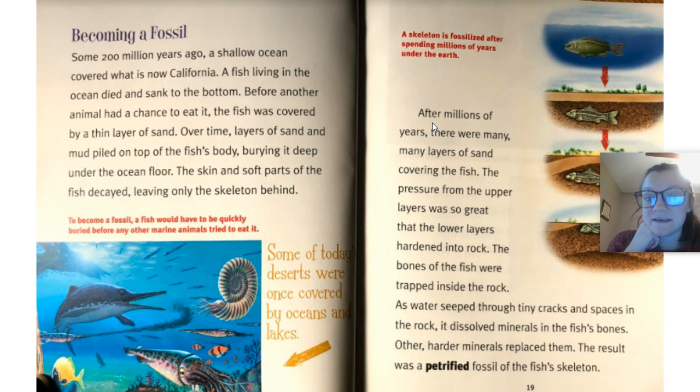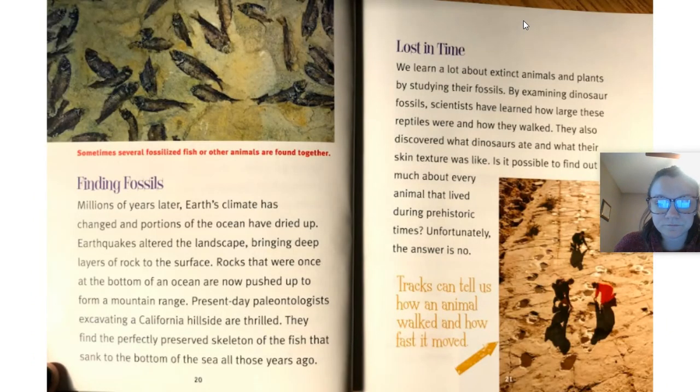Point to the caption on this page. Good, at the top. It says, a skeleton is fossilized after... let me read that again. A skeleton is fossilized after spending millions of years under the earth. Point to the first heading. It is right here, finding fossils.